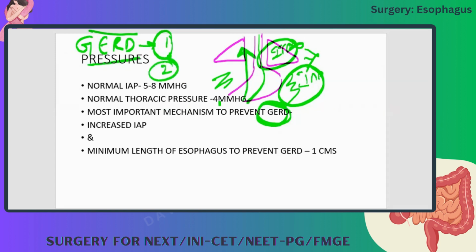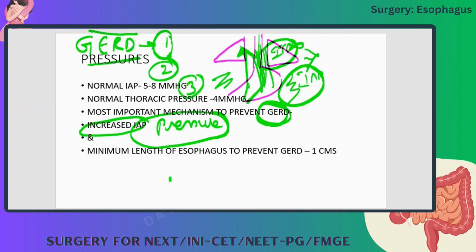Number 2, if the pressure mechanisms are altered, then also there will be reflux of the contents. And the third point is the angle of His, which should be maintained. What is the angle of His? It is the angle between the esophagus and the lateral curvature of the stomach. If suppose this is the diaphragm, at least 1 centimeter of the esophagus should lie within the abdomen. Then only the angle of His is maintained.